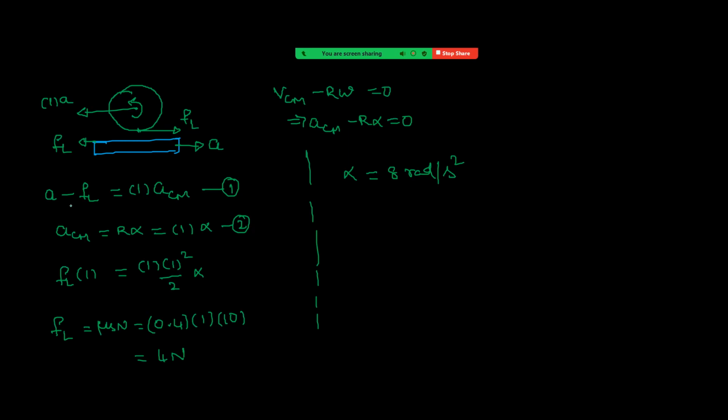So here we have to calculate the A value. From equation 1, we want FL, which is known, 4, and ACM. ACM equals R alpha, R is 1, so ACM is 8 meter per second square. So from equation 1, the maximum A equals F limiting plus 1 into ACM. You should not feel like we are adding acceleration and force; here the mass 1 is there, you should not forget it. FL is 4, ACM is 8, so 8 plus 4 is 12. So 12 meter per second square is the maximum acceleration.